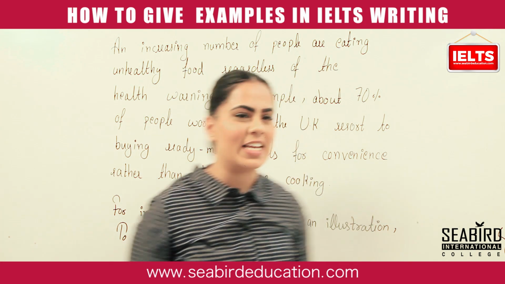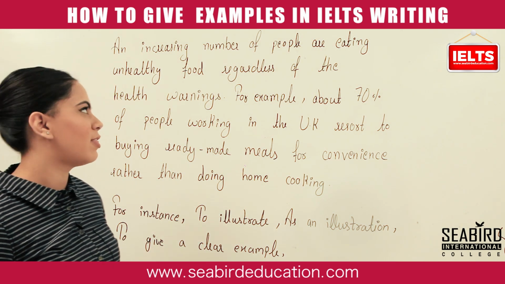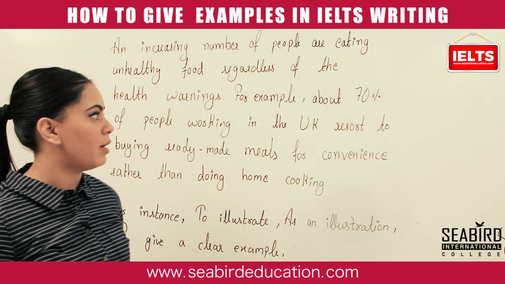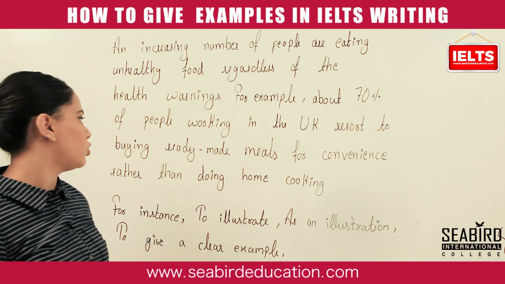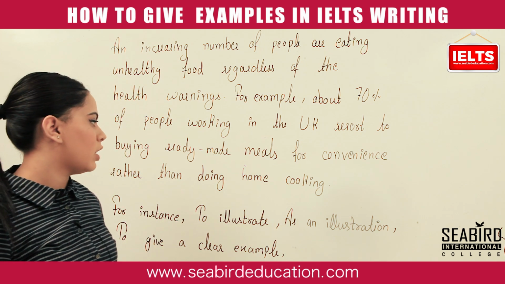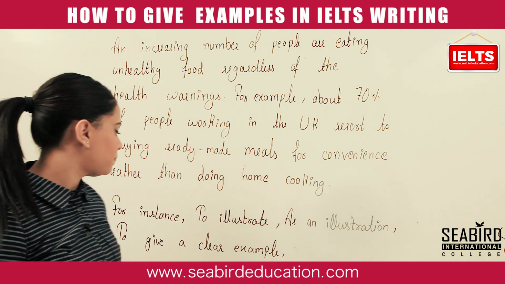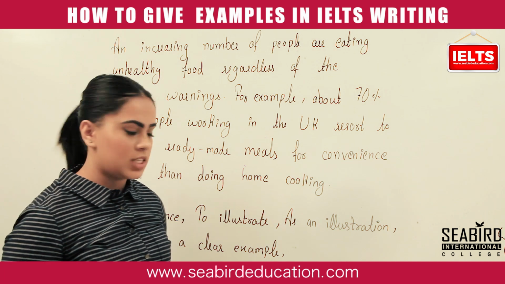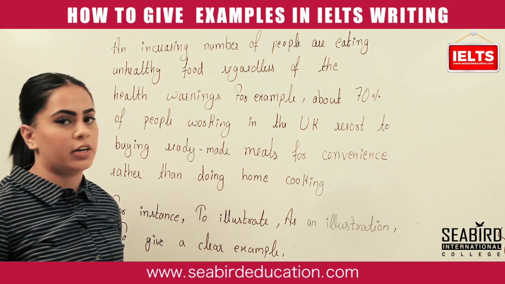Moving on, for this sentence right here, an increasing number of people are eating unhealthy food regardless of the health warnings. For example, about 70% of the people working in the UK resort to buying ready-made meals for convenience rather than doing home cooking. Now we can replace the words for example. We can use for instance, to illustrate, as an illustration, or to give a clear example.